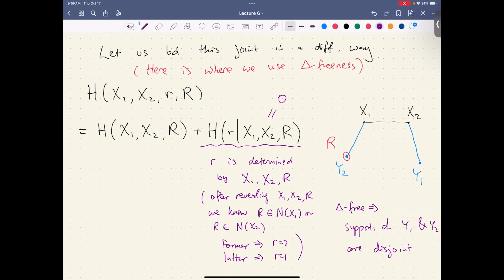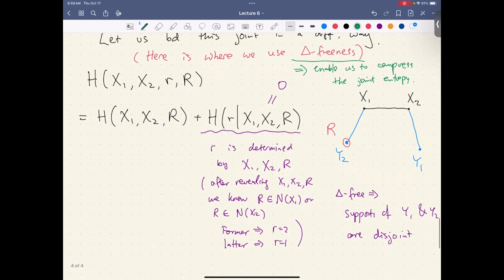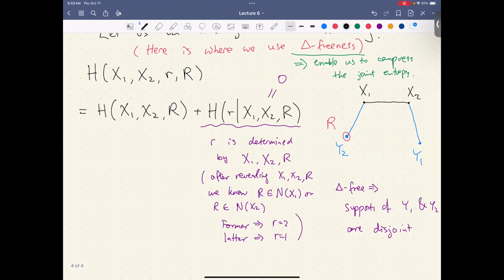If you want to summarize in words, triangle-freeness enables us to compress the joint entropy here, to drop this little r. This guy is redundant. So we just need to bound this guy.